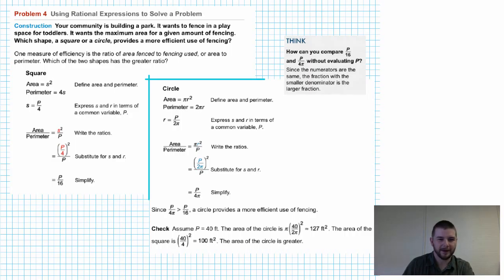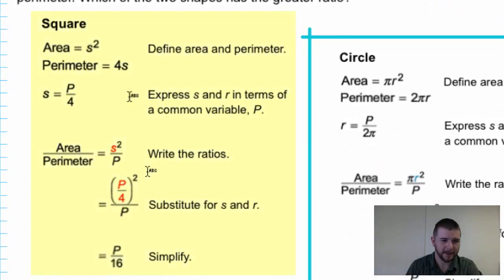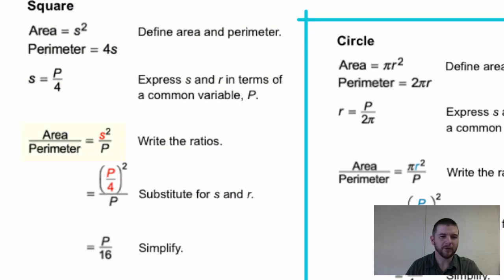So what we need to consider are the area and perimeter of both squares and circles. So let's begin with squares. Our s squared, well, let's just start back up here. s equals p over 4. Area over perimeter then will equal the area, which is side length squared, over p, perimeter.